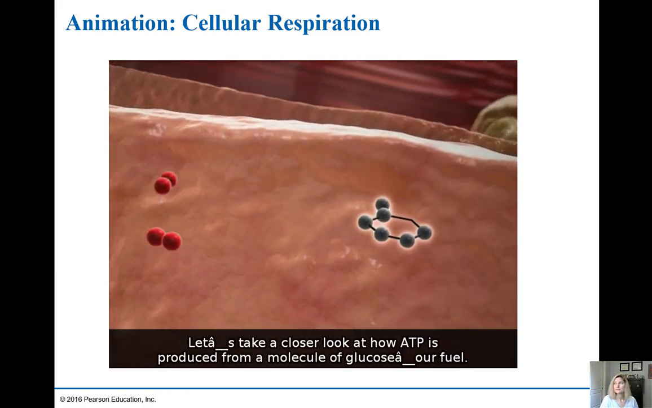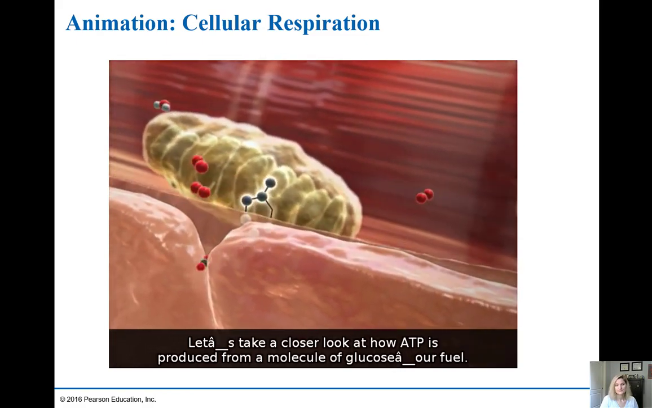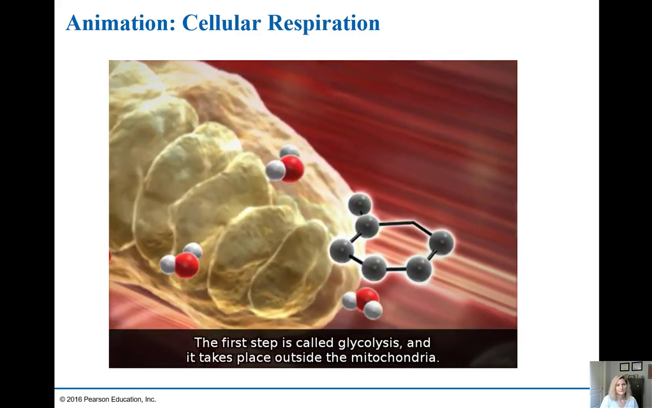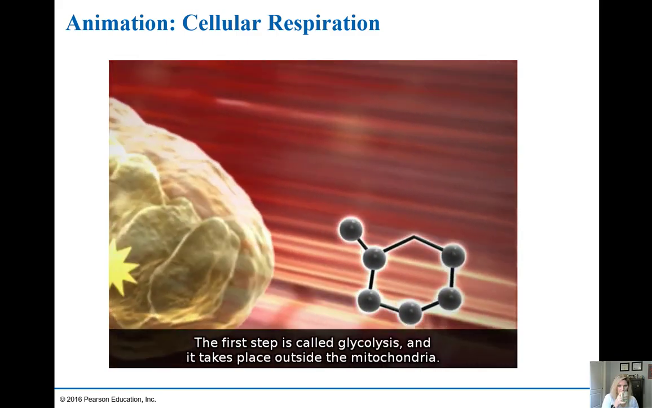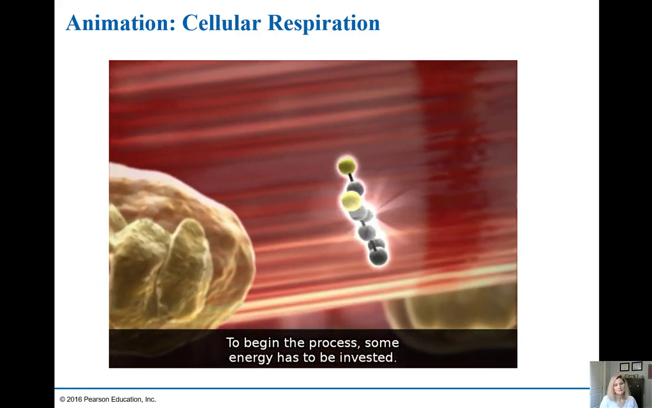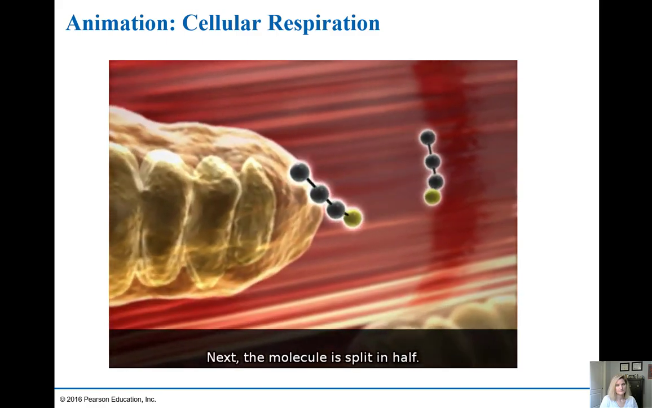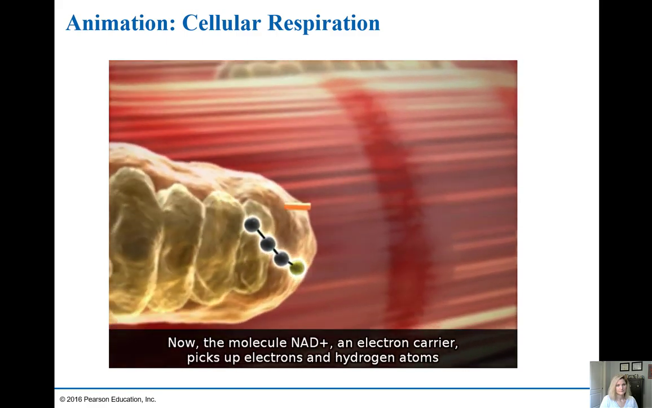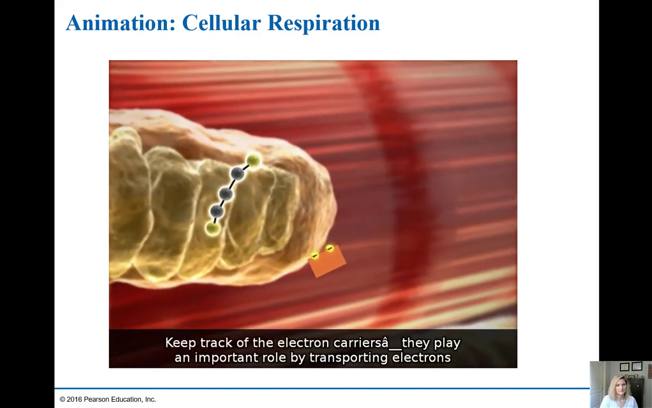Let's take a closer look at how ATP is produced from a molecule of glucose, our fuel. Only the carbon skeleton is shown to keep things simple. The first step is called glycolysis, and it takes place outside the mitochondria. To begin the process, some energy has to be invested. Next, the molecule is split in half. Now, the molecule NAD+, an electron carrier, picks up electrons and hydrogen atoms from the carbon molecule, becoming NADH.